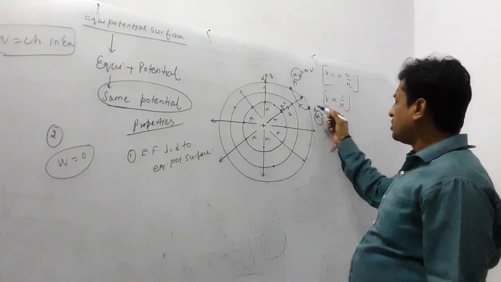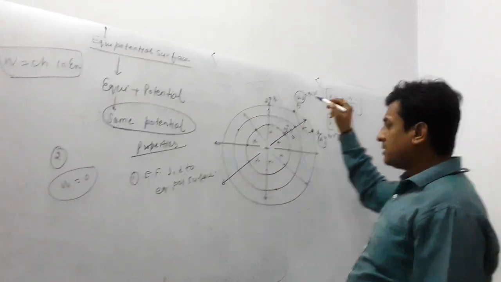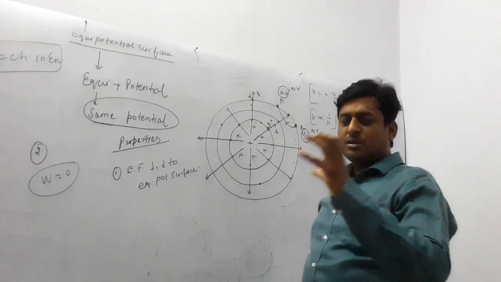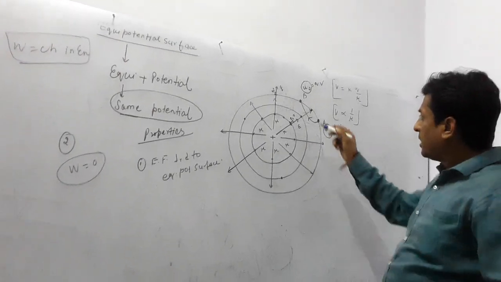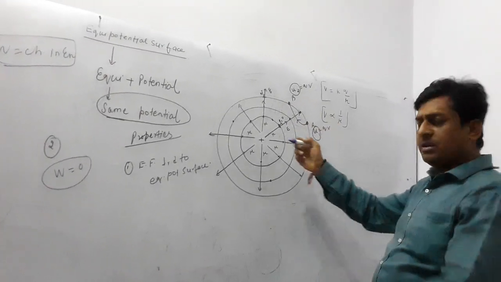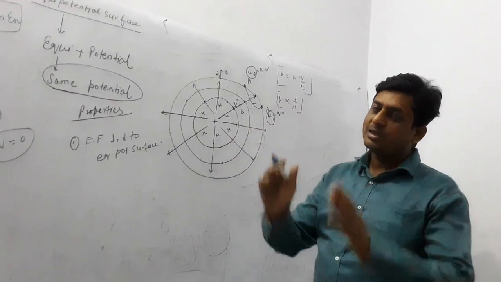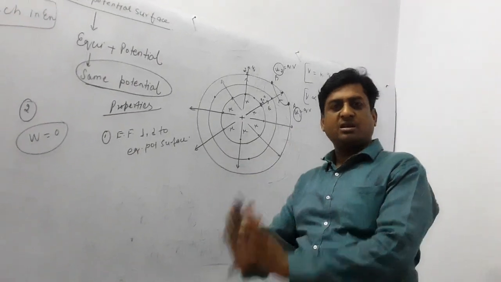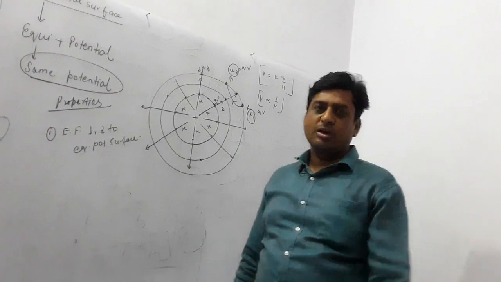If we want to shift a charge from one point to another point over any equipotential surface, work done will always be 0. So remember these two important properties. One more property is there: electric field lines always travel from the higher potential region to the lower potential region. You can say electric field lines always travel from a higher equipotential surface to a lower equipotential surface. So these three are very important properties.